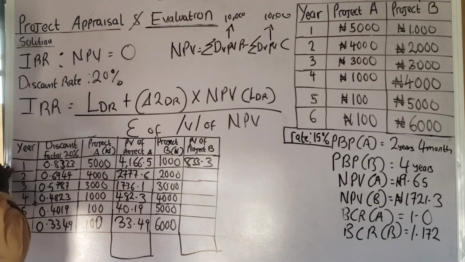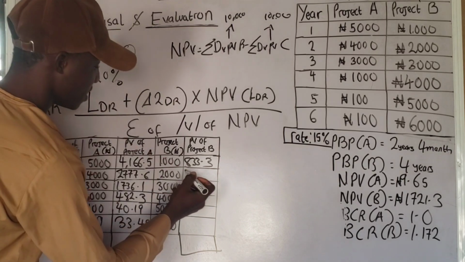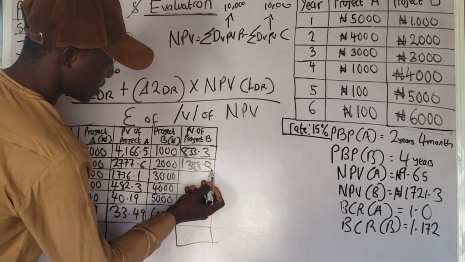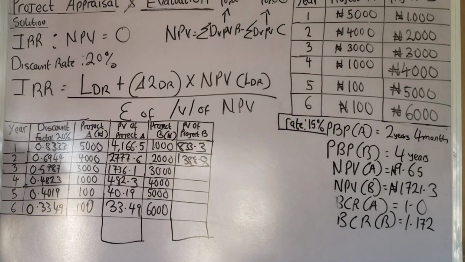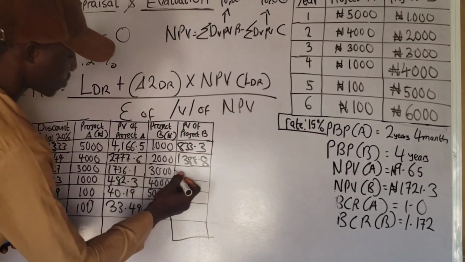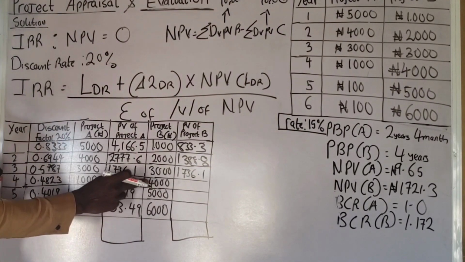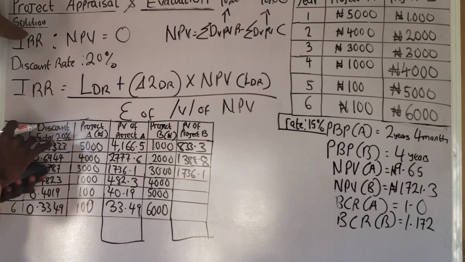2,000 naira multiplied by 0.6944, that is 1,388.8. You understand? This is not 3, it is 8. Okay. So for the next time, I'm going to have 3,000 multiplied by 0.5787. That is 1,736.1. And this else is 4,000 multiplied by 0.4823. So for this, I'm going to have 1,929.2.